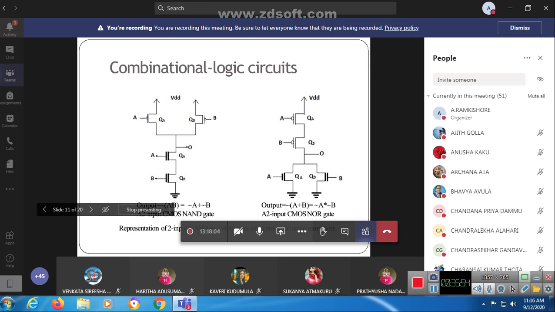Now coming to the implementation, here I am implementing a two input NAND gate by using CMOS technology. CMOS means we have to take both the PMOS and NMOS transistors. In the P type, the AND operation A into B, we connect them in parallel.